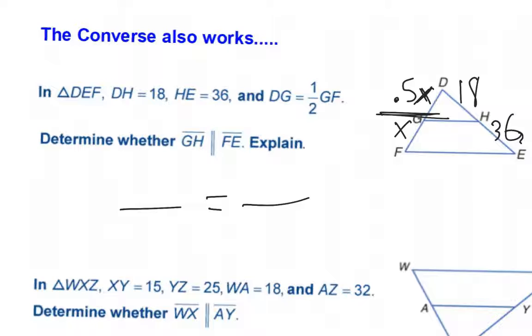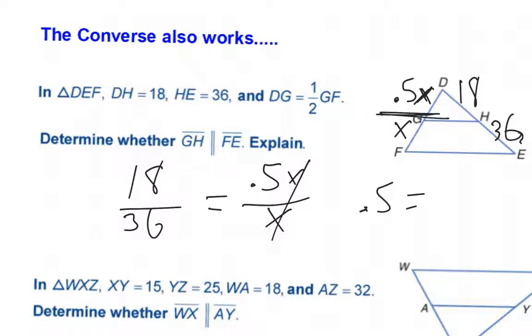Anybody? Set it up. 18 over 36. And then 0.5X over this. Okay. So these cancel out. What's 18 divided by 36? 0.5. So 0.5 equals 0.5. So are those lines parallel? Yeah, if they're equal, they're parallel.